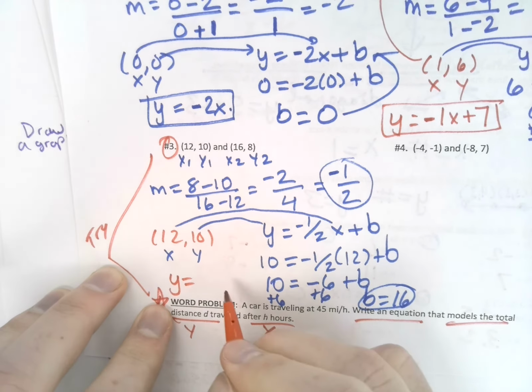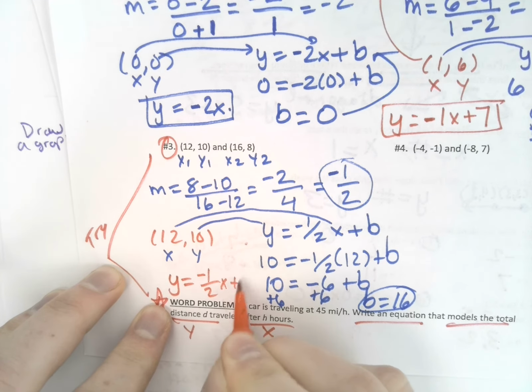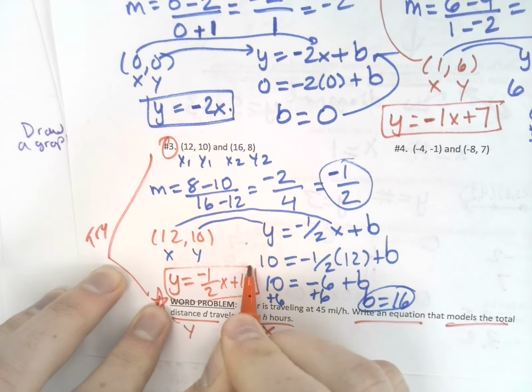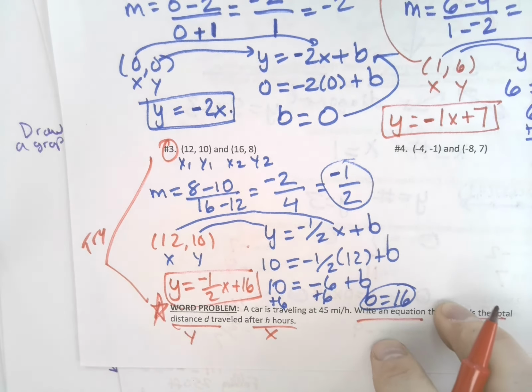Colin, take it to the finish line here. Y equals -1/2 x, keep running, don't stop, yep, plus 16. Let me double check here.